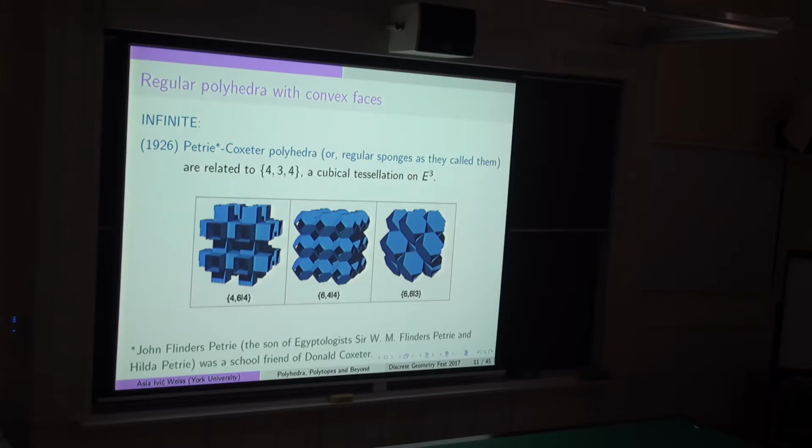Each of them is related to the cubic tessellation of Euclidean space. As I wrote down here, Petrie was a son of the famous Egyptologist Sir Flinders Petrie and his wife Hilda.